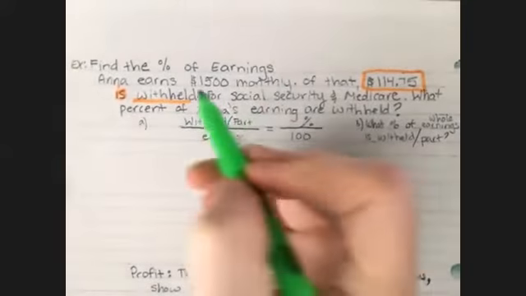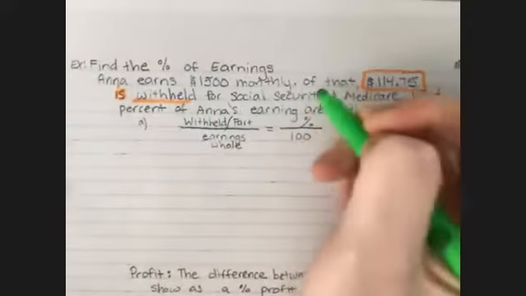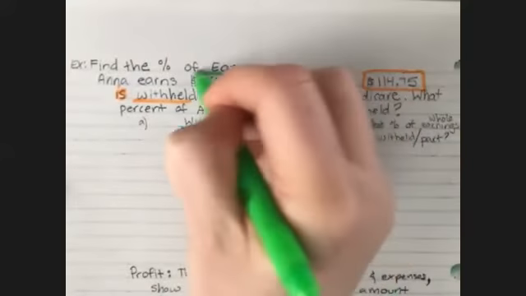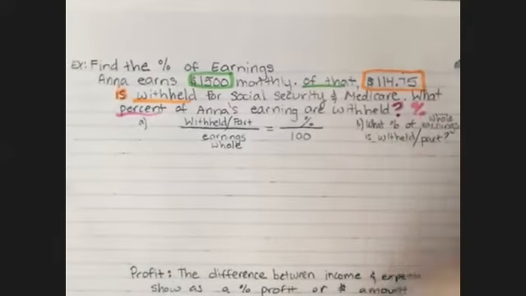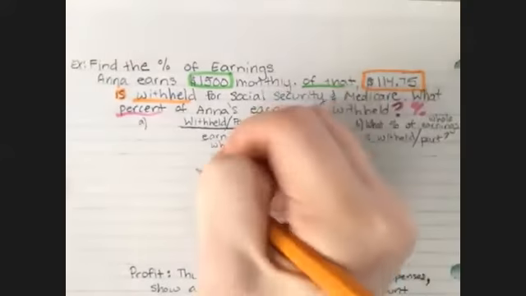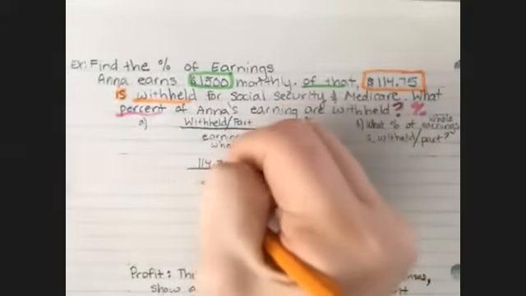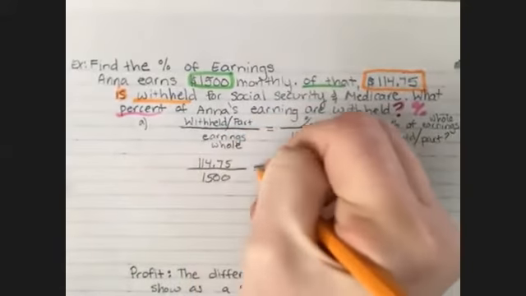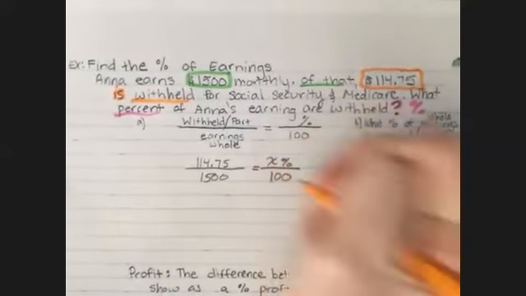So is this the part? The of, Anna earns $1,500 monthly. Of, okay, so of that, of what? Of this. So there you go. Where you see the of, that tells you, okay, that's the whole. And then it wants to know what is the percent. So we know we are looking for a percent, which means you must have the percent sign in your answer. All right, so withheld is 114.75 over the whole earnings of $1,500 equals the percent, which is what we're looking for, over 100.